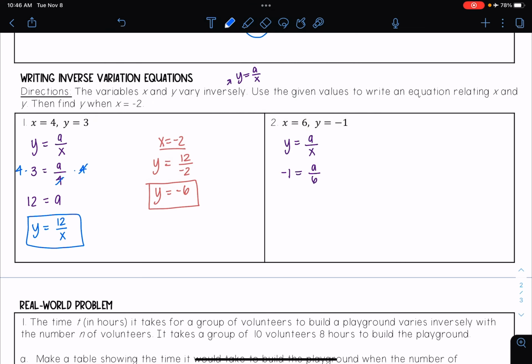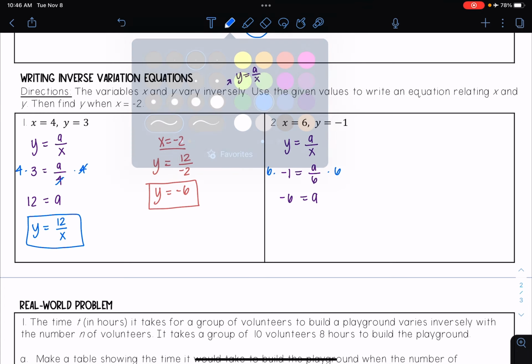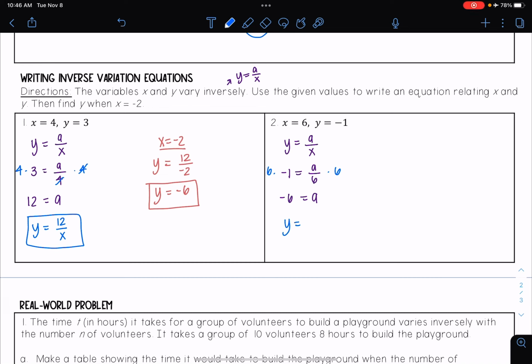And then solving this equation for a, I need to multiply both sides by 6. And so when I do that, I get that -6 is equal to a. And so that means my equation that relates these two values is going to be y is equal to -6 over x.